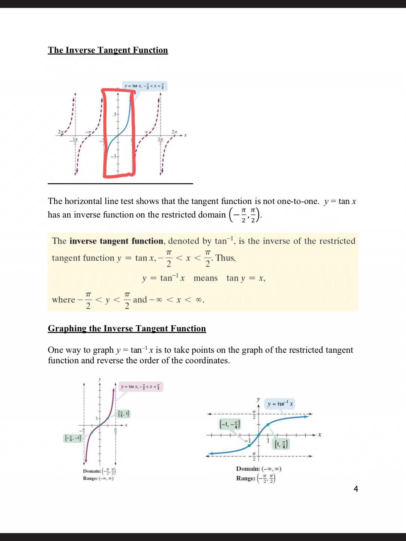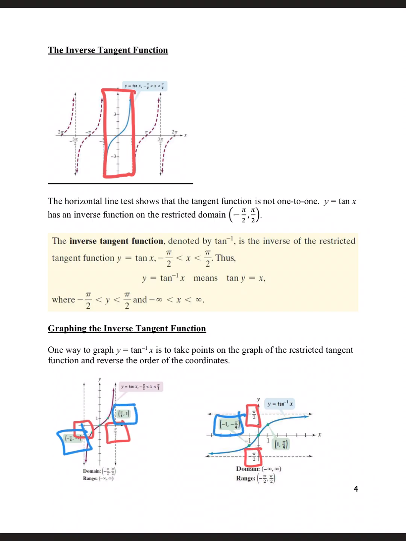One way to graph it is, once again, to take the points and interchange x and y. So notice the asymptotes here are x equals negative pi over 2 and x equals pi over 2. Now it becomes y equals negative pi over 2 and y equals pi over 2. And then if I swap the points, negative pi over 4, negative 1 becomes negative 1, negative pi over 4.